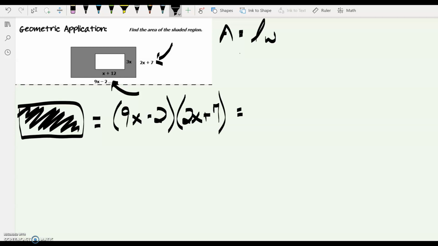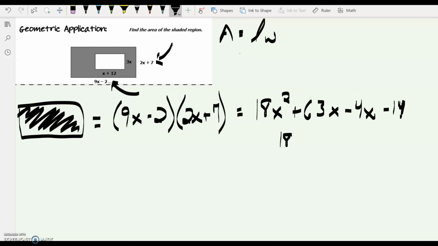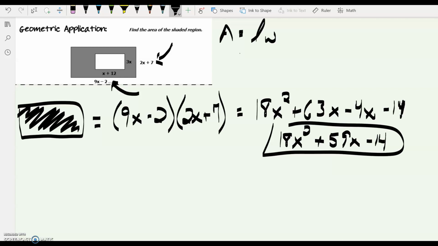Using the FOIL method, the first terms give us 18x squared. Outsides give us 63x. Insides give us minus 4x. And the last terms give us minus 14. When I combine my like terms, I get 18x squared plus 59x minus 14. We're going to need that in a second. That was the area of the whole rectangle.